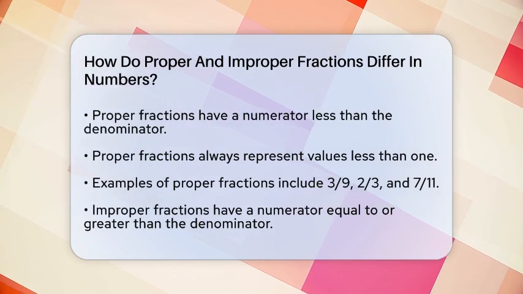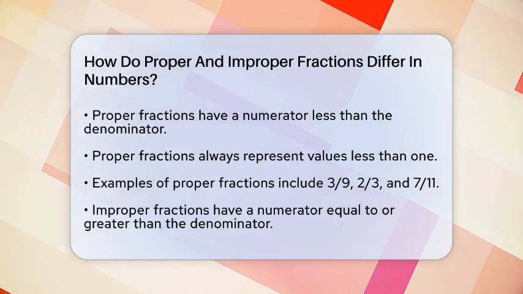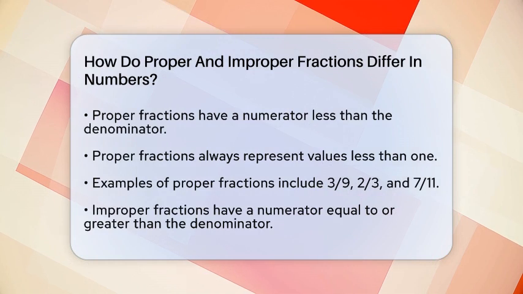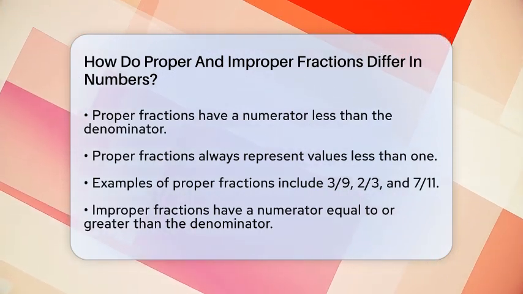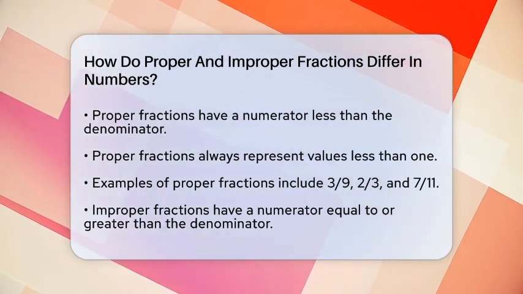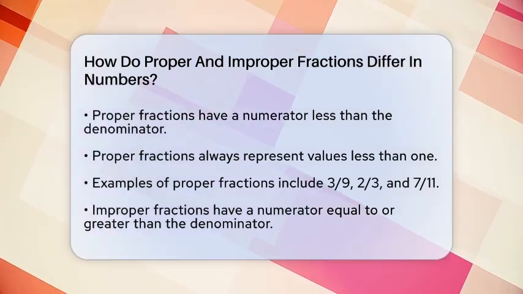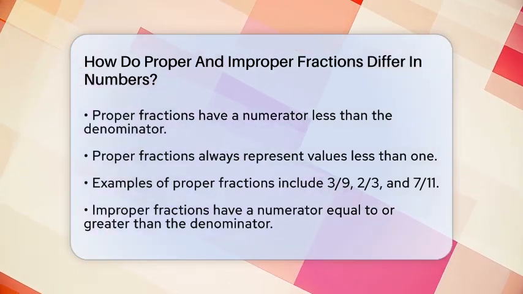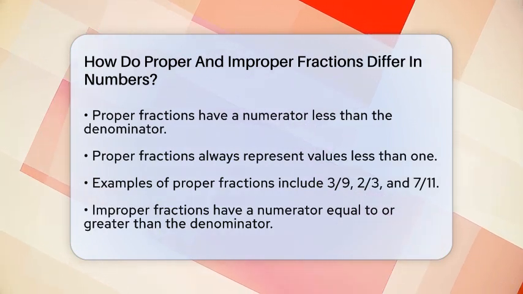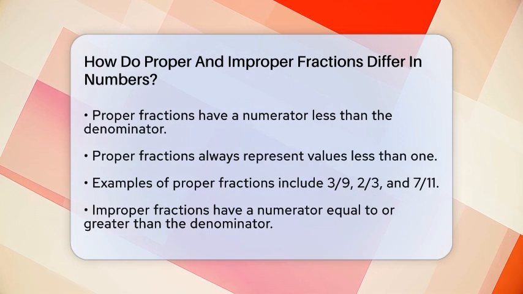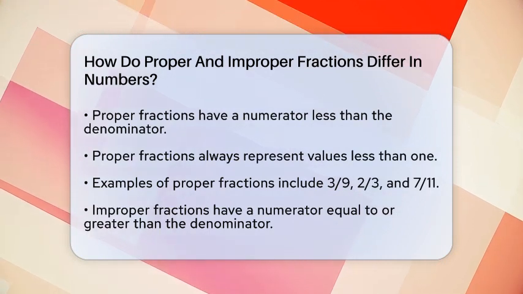A proper fraction is when the top number, known as the numerator, is less than the bottom number, called the denominator. This means that proper fractions always represent a value that is less than 1. For example, fractions like 3/9, 2/3, or 7/11 are all proper fractions. These fractions show parts of a whole that are smaller than one complete unit.